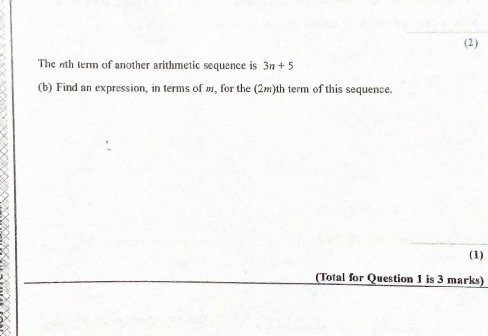Moving on, the nth term of another arithmetic sequence is 3n plus 5. B. Find an expression in terms of m for the 2m-th term of this sequence. So substitute n by 2m. So 3 times 2m plus 5 equals 6m plus 5.